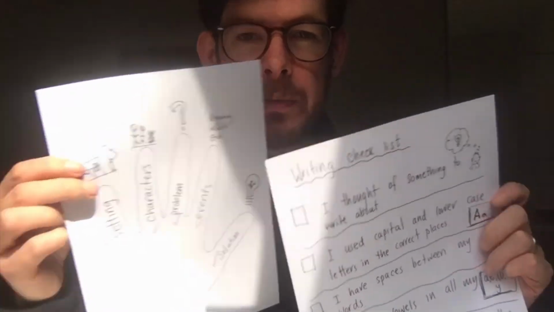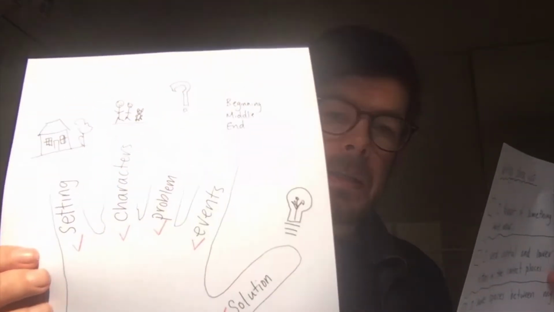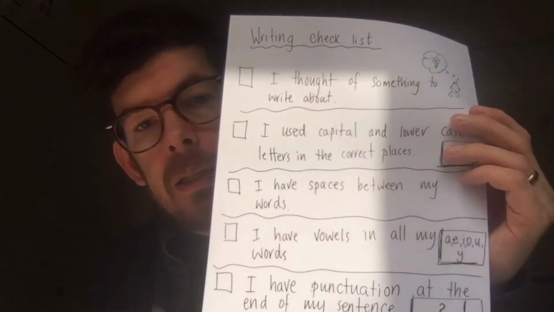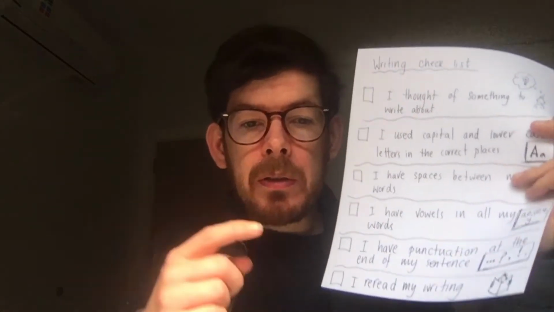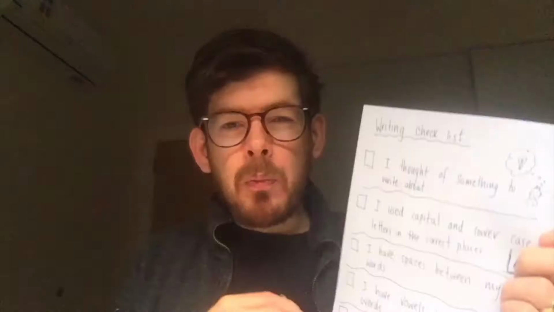Now, there's another checklist I'd like to show you. So we're going to send home these checklists for you. We're going to send home a story checklist like the one I just used. We're also going to send home another checklist like this, which has different things about writing that you might want to check. When you're rereading, the last part says, I reread my writing.